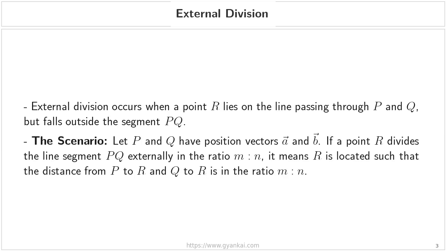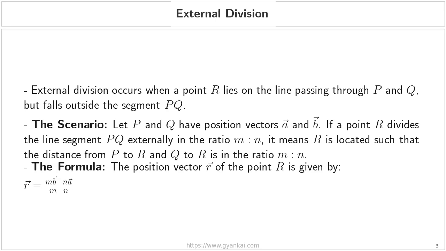To visualize the scenario, let's say we have points P and Q with position vectors A and B relative to our origin. If we say point R divides the segment PQ externally in the ratio m to n, what we are really saying is that the distance from P to R compared to the distance from Q to R maintains that specific ratio of m over n.